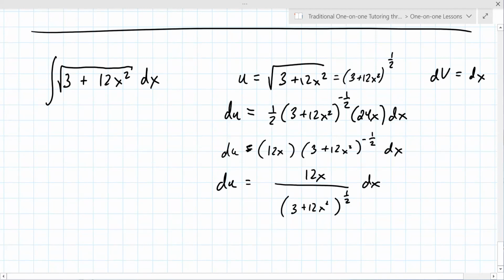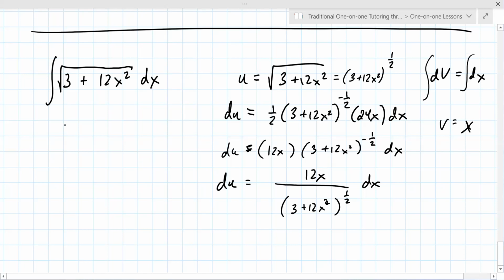Okay. And then instead of 1/2, we can leave it. I guess it doesn't really matter. We can leave it like that. Okay. Now on the right here, when you integrate these, v equals what? What's the integral of dx? It's the most basic one you can do. It's just x.